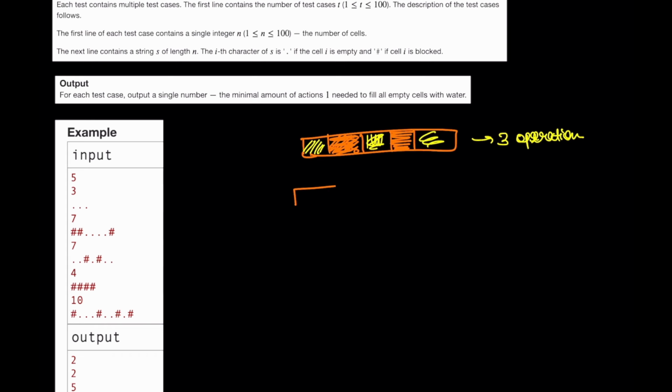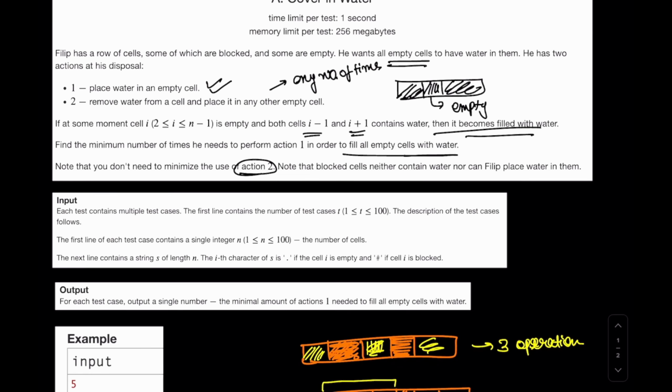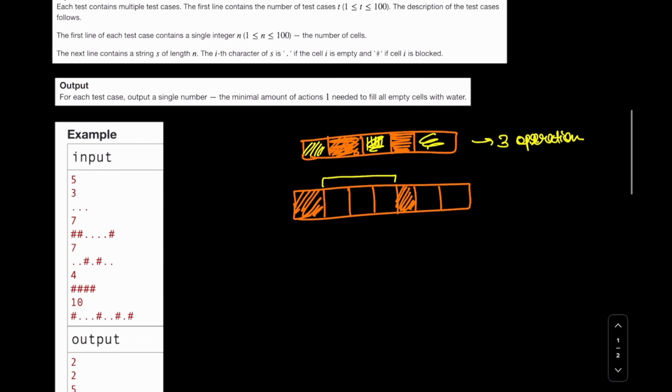Let's take another one. Let's suppose this is blocked and this is blocked. Now what can we do? We can get a box of size 3. Like in this, if we get a box of size 3, we can fill any 2 corner cells and the center one will automatically fill. This is what's given in the question.